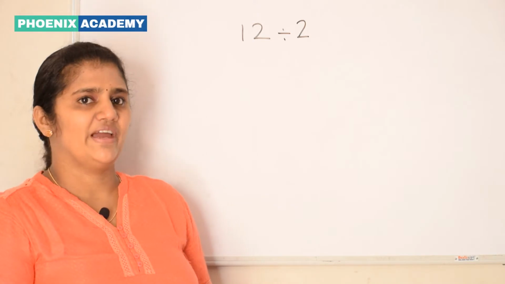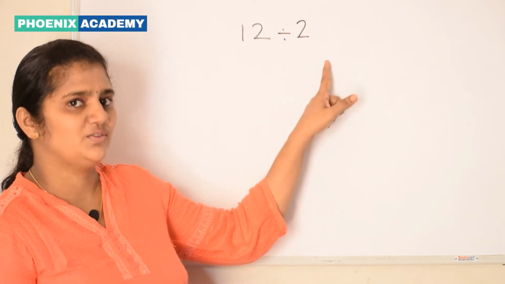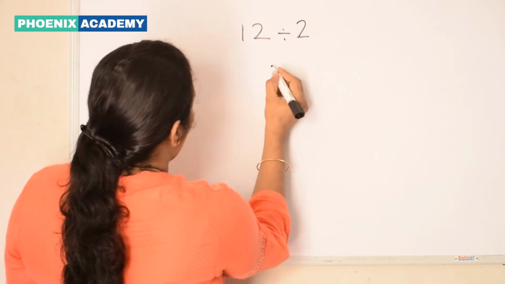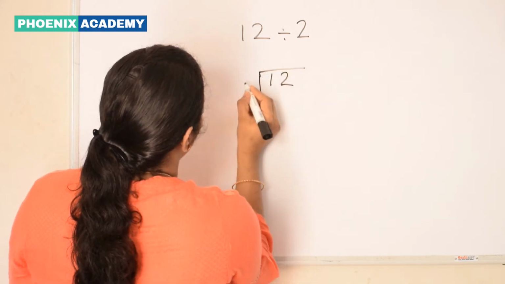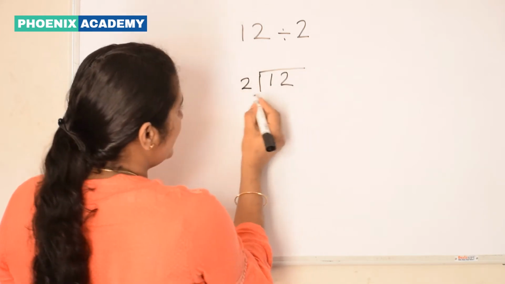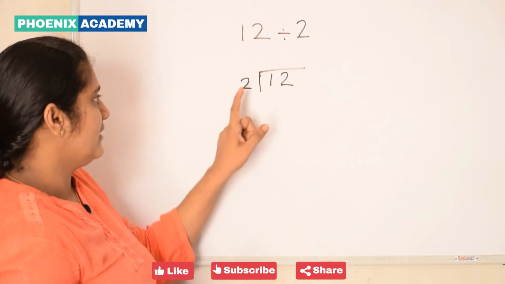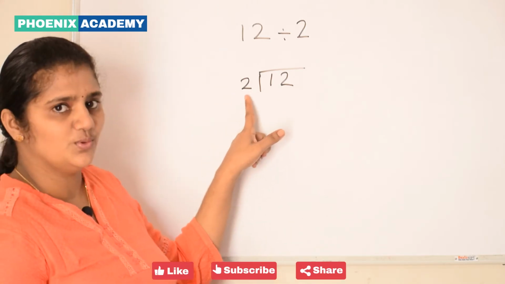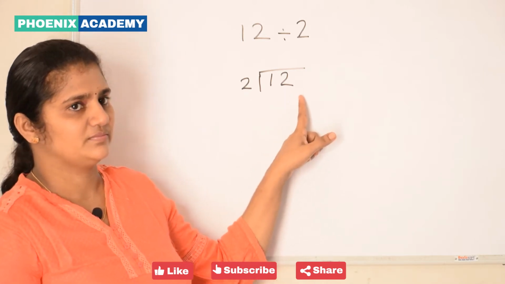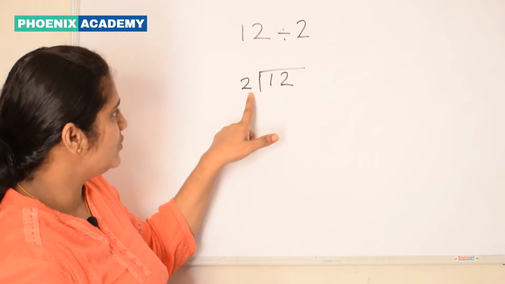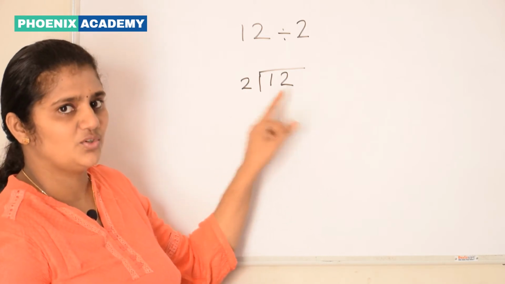We are going to divide 12 by 2. Arrange the numbers like this. 12 divided by 2. Say the table of 2 till you reach 12 or less than 12. Here 2 6s are 12.